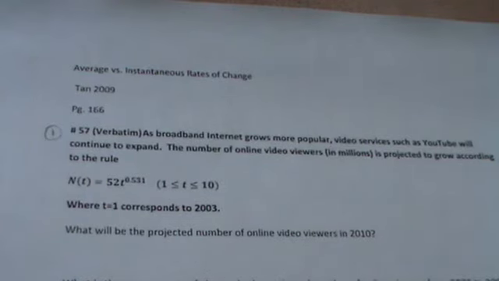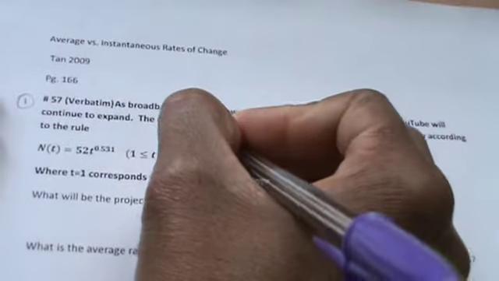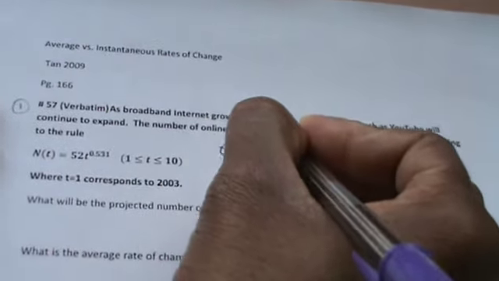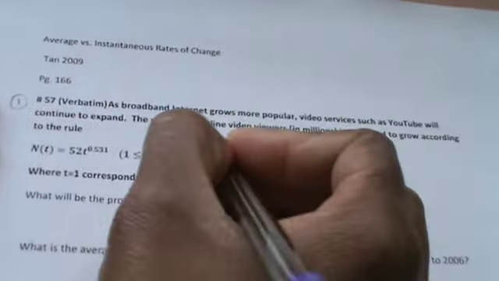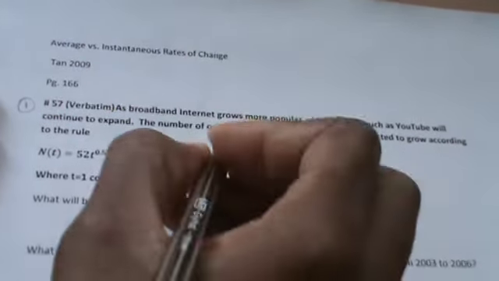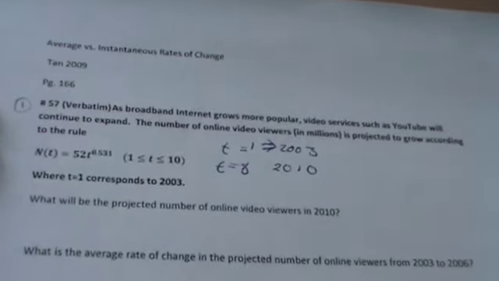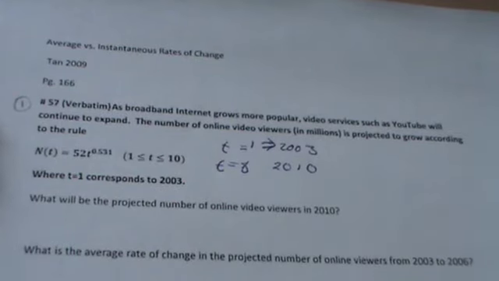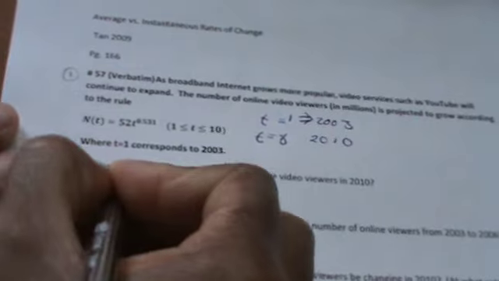That would be the first thing that would be helpful. So let's see. t equals 1 equals 2003. 2010, which is 7 years after that, is t equals 8. Okay. So the very first question is basically just asking you what happens after 8 years. So we should be able to find that one fairly quickly by just doing n of 8.